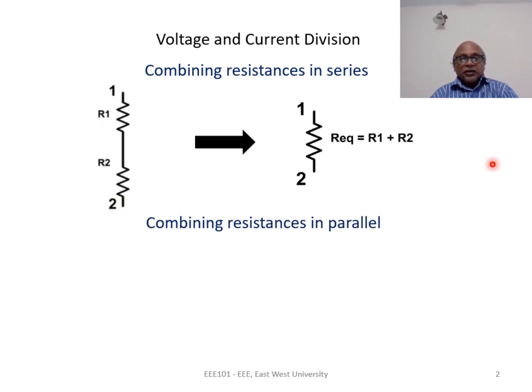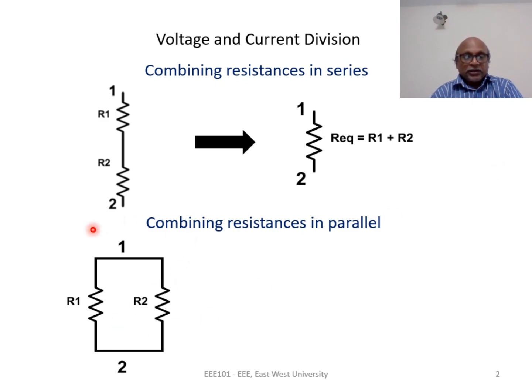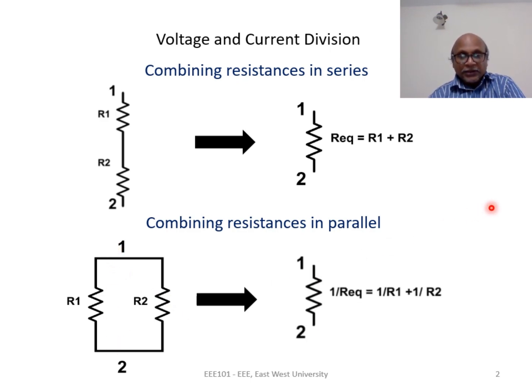In case of parallel combination, we start with two resistances R1 and R2 connected in parallel between node 1 and node 2, and we want to replace them by a single resistance Req. In this case, the combination formula works in the reciprocal domain. That means the reciprocal of the equivalent resistance is equal to the sum of the reciprocal of the individual resistances.